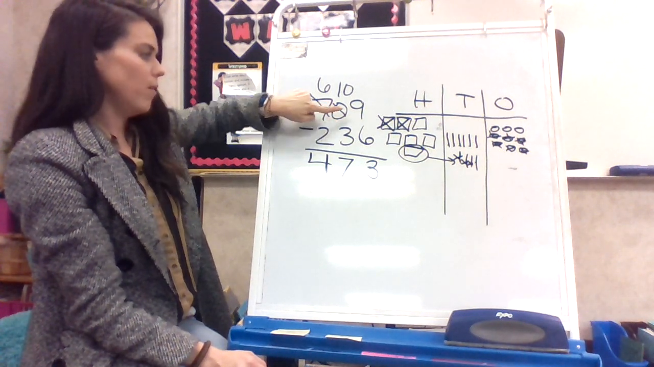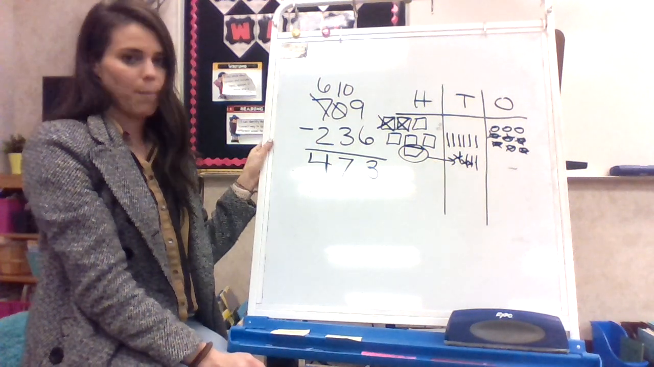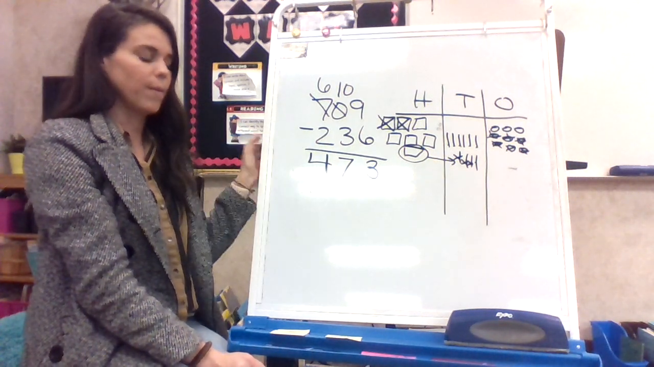So class, now do you see why we need to still borrow when there is a 0 on top? We can still borrow blocks and move them over so that we have blocks in that place to take away from, okay?